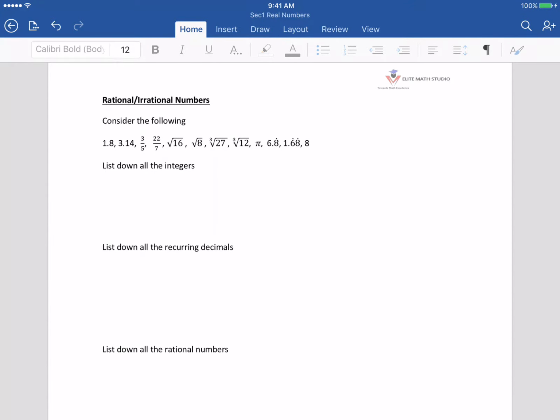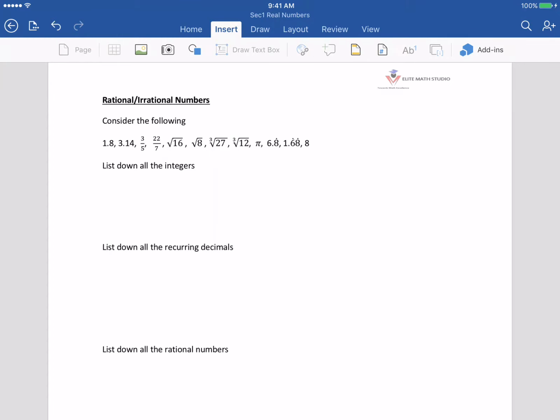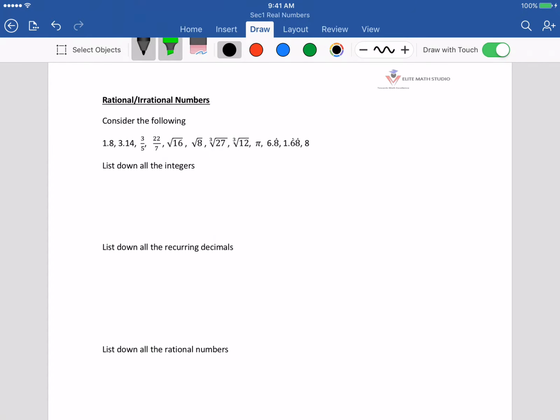Consider the following: 1.8, 3.14, 3/5, and so on. We are supposed to list down all the integers. So what are integers? I hope you still remember. Integers are what we call whole numbers. So our first whole number should be square root of 16, because square root of 16 is actually 4. Next one will be cube root of 27, because cube root of 27 is actually 3. And the last one is your 8.